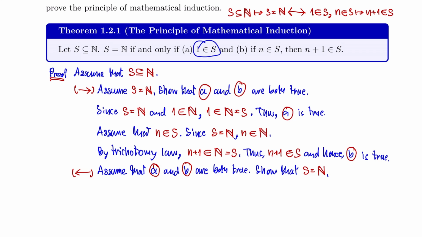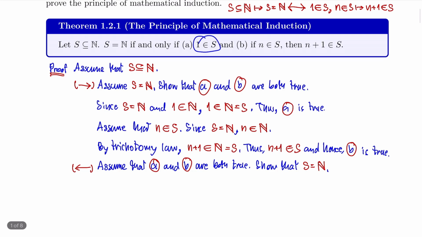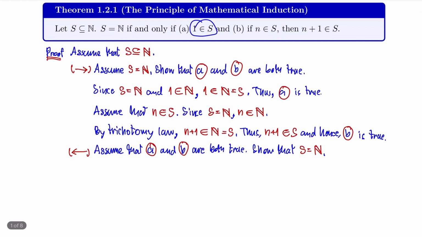How can we do it? We already have that S is a subset of the natural numbers. The next thing we have to do is to show that the set of natural numbers is a subset of S.